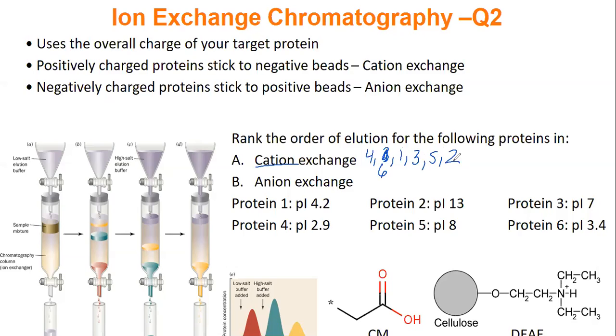Anion exchange is opposite. I bind to negative things really well, so the first to elute is the most positive. That would just be the opposite: 2, 5, 3, 1, 6, 4. Cation exchange, negative beads, I bind to positive proteins, amino acids. Questions about that idea?